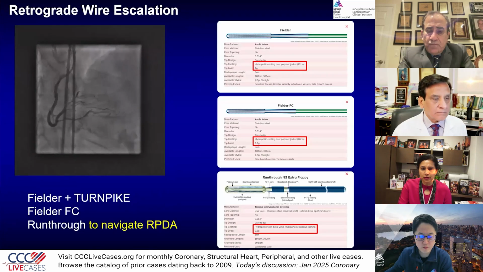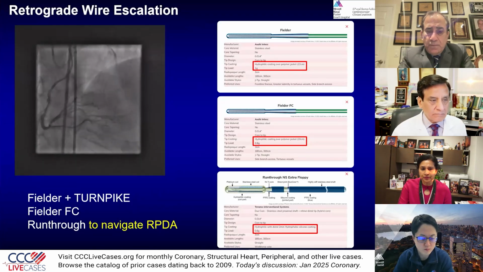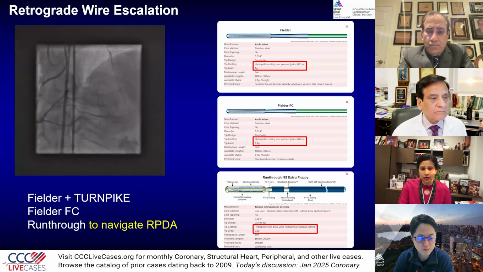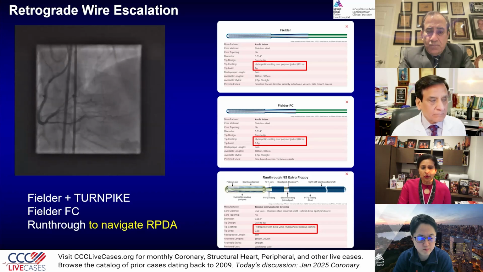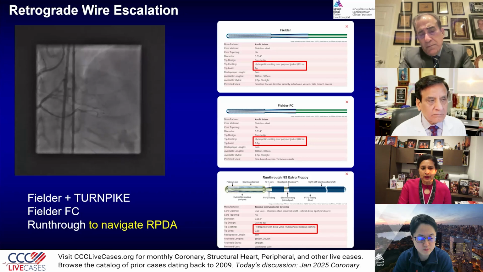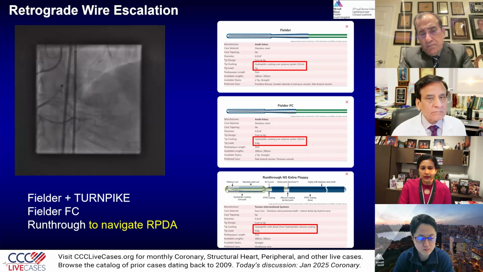So if you see here what happened, we went to the PDA, we had the regular Fielder and Turnpike. What was happening was it was going into a very small first septal. So now what we need to do is pull back the microcatheter and try to make a turn. That kind of turn was not possible. We tried Fielder FC, not possible.